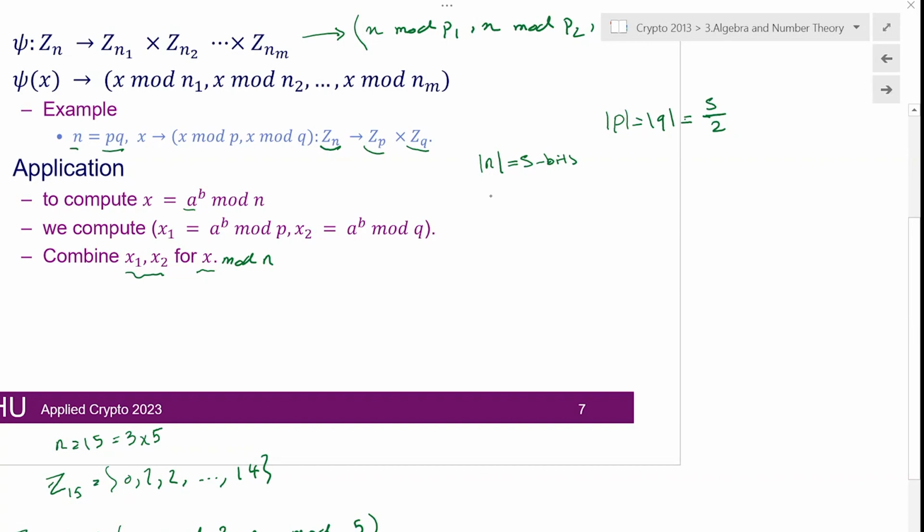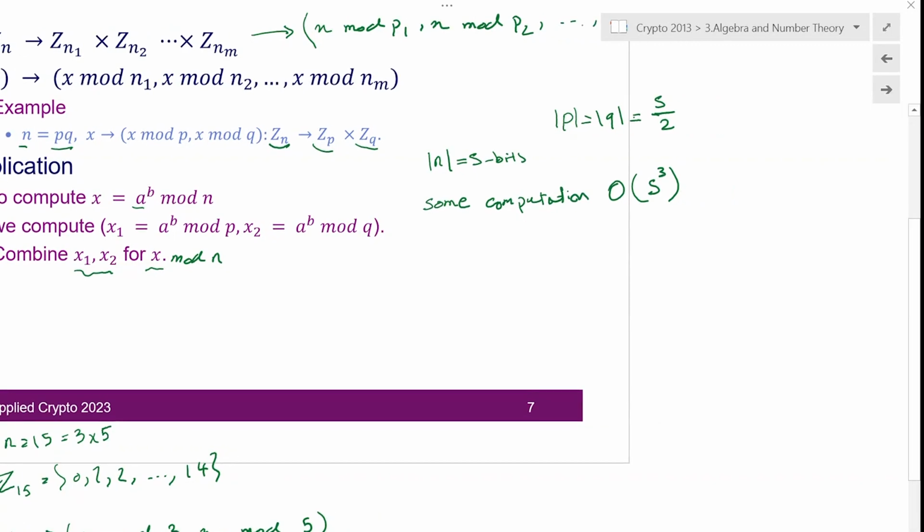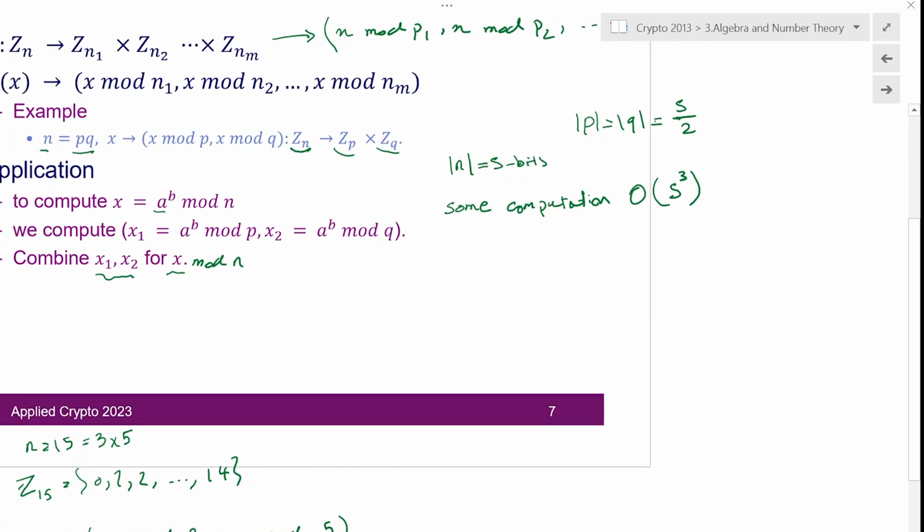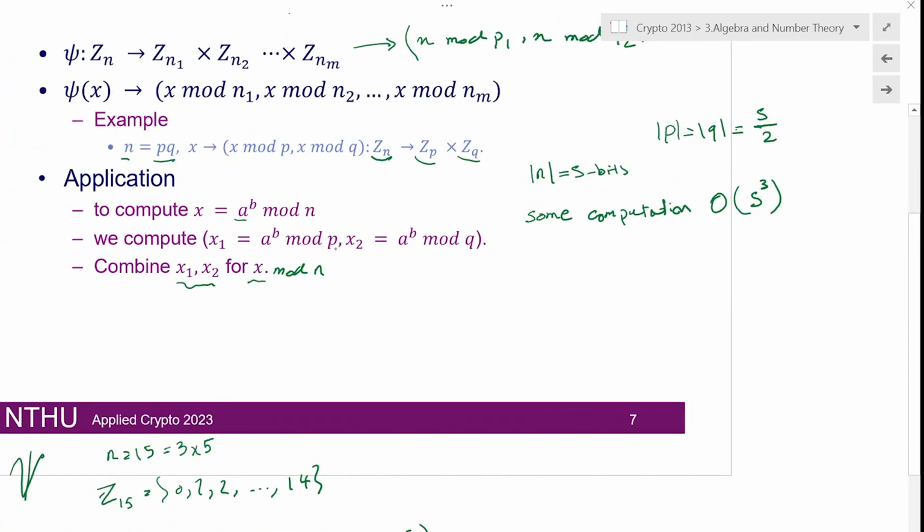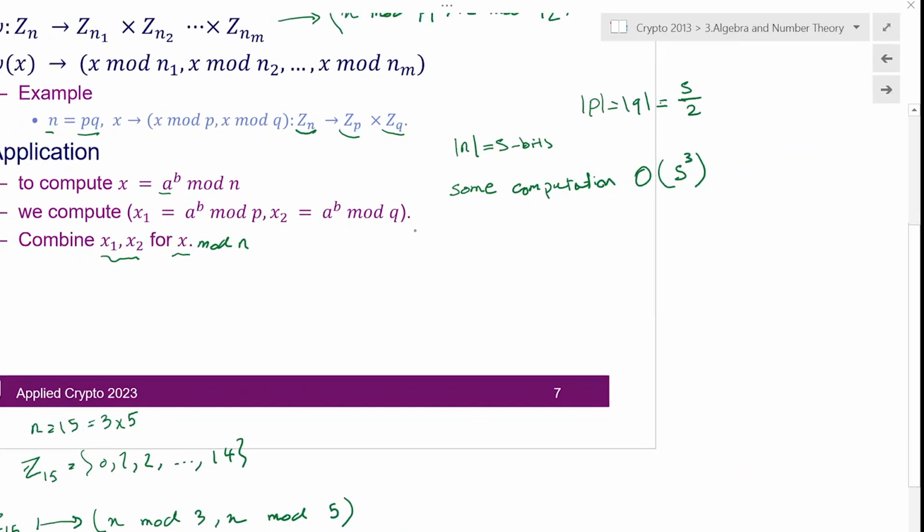Okay. Now suppose we do some computation whose complexity is cubic, s cubed, in the length of n. And if we follow this idea, we use the psi to map it to mod p and mod q. Because p is only s over 2 bits, the computational complexity of applying that operation on it is just (s/2) cubed.